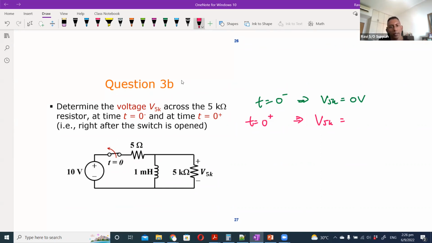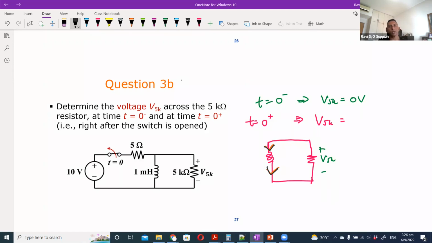So how do we look at this? The way to look at this is when the switch is open. Basically what you have is this inductor here, and this 5K ohm resistor, V5K plus or minus. We know that when the circuit was at steady state, the current flowing through the circuit was in this direction, going through the inductor from the top to the bottom.